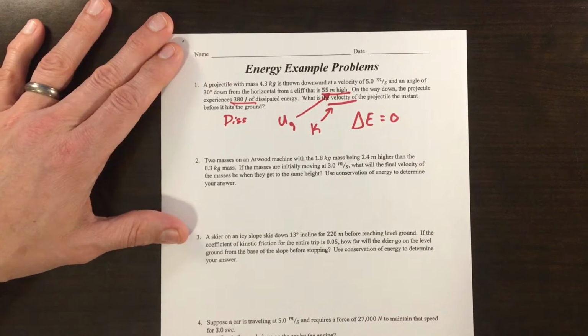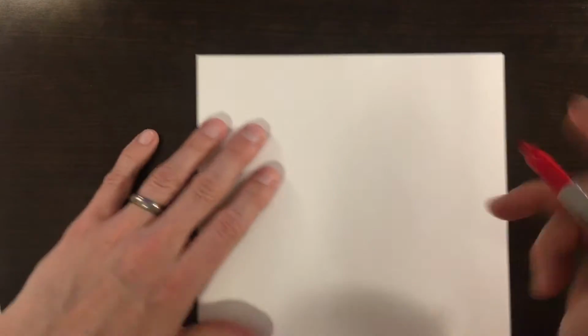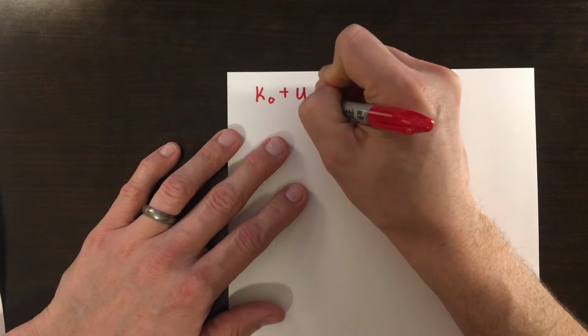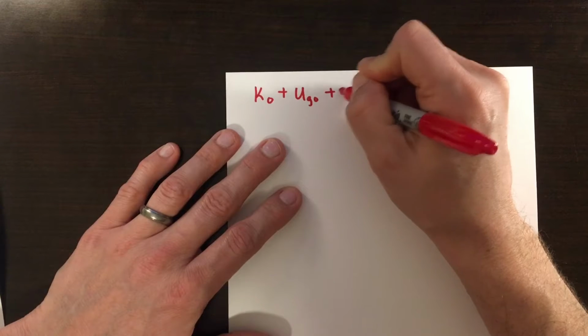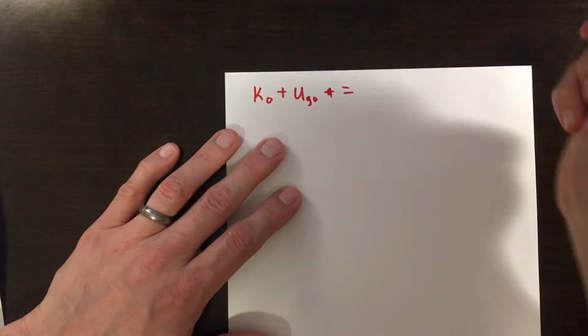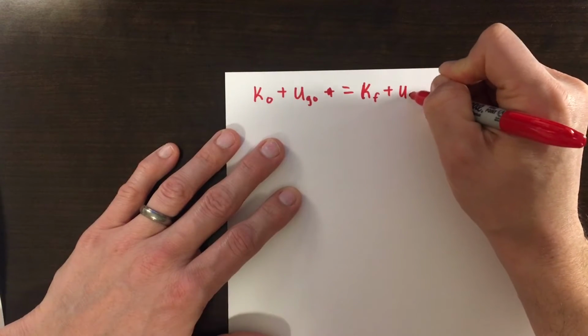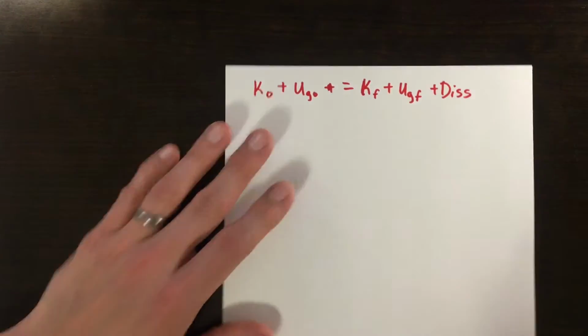Okay, so to set up our equation, basically we're going to set the energy before equal to the energy after. So we have kinetic energy initially plus the gravitational potential energy initially. Actually, dissipated energy is going to go on the other side. It's going to be equal to the final kinetic energy plus the final gravitational potential energy plus any dissipated energy that basically leaves the system.